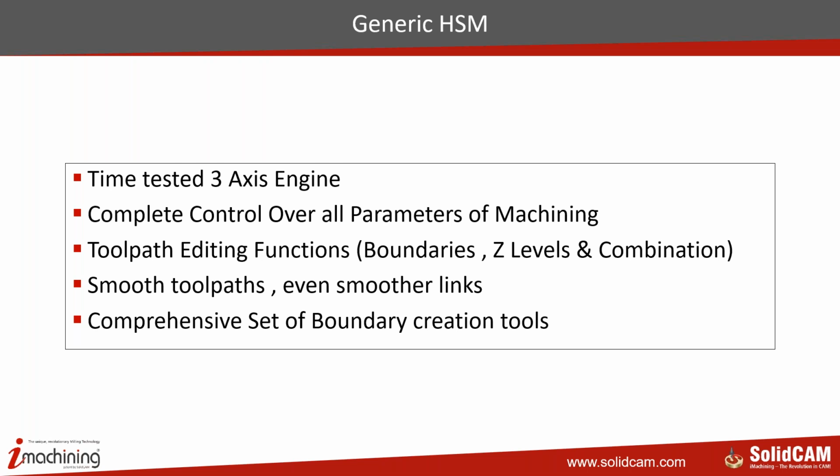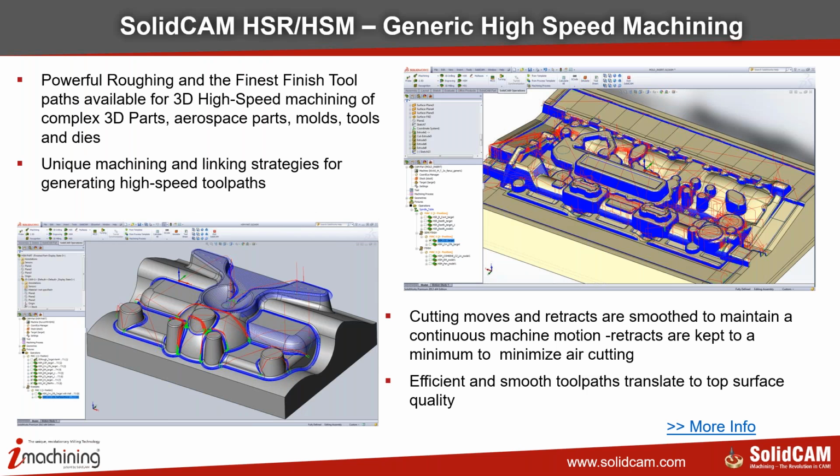Going over to HSM, it has very powerful roughing and finishing toolpaths available for 3D high-speed machining of complex parts, aerospace parts, molds and dies, with unique machining and linking strategies for generating high-speed toolpaths. The cutting moves and retracts are smoothened, and they are maintained to give you continuous smooth machine motion. Retracts are kept to a minimum to minimize air cutting, and the toolpath is both efficient as well as smooth. So this is in short about HSM and iMachining 3D.